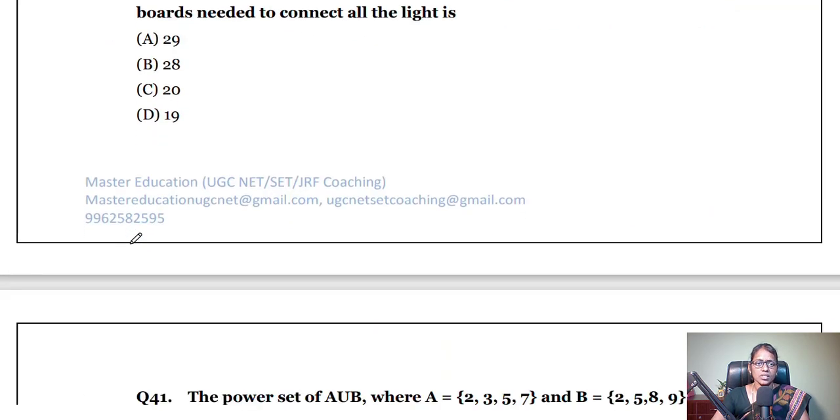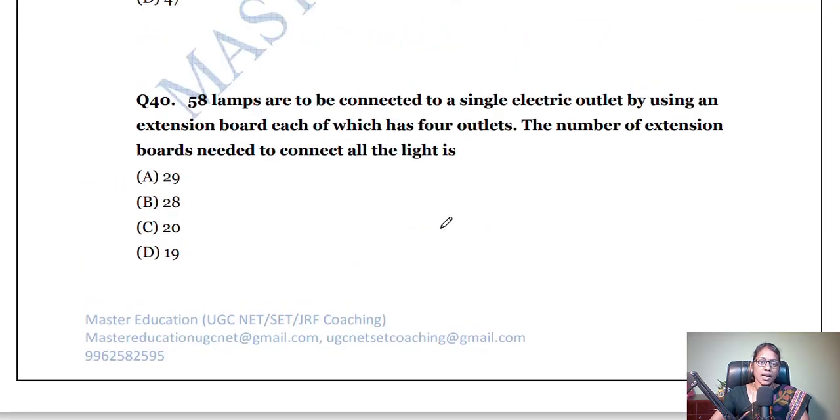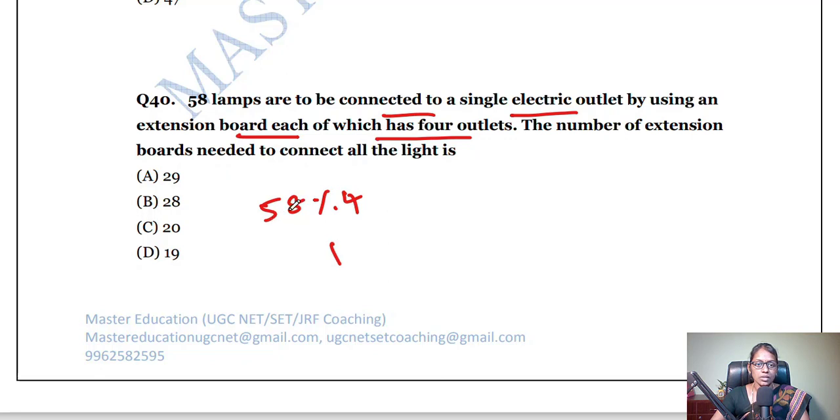And the same outlet question: 58 lamps are to be connected to a single electric outlet by using extension cords, each of which has 4 outlets. Okay, so 58 divided by 4. 4 times 14 is 56, with remainder 2. So initially 14 cords are required.